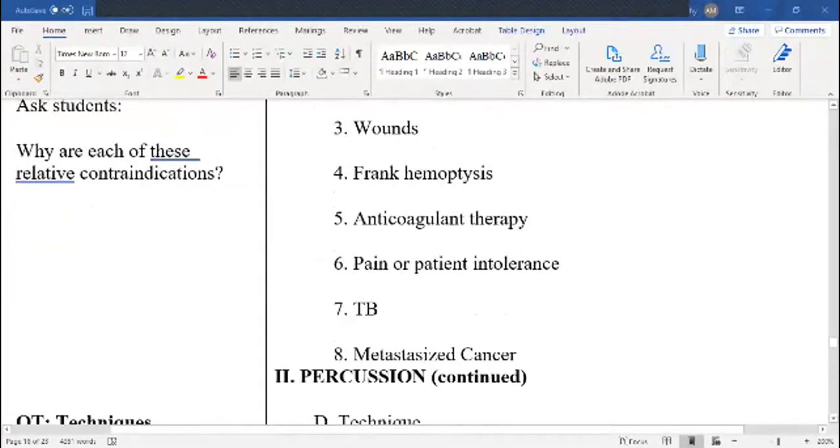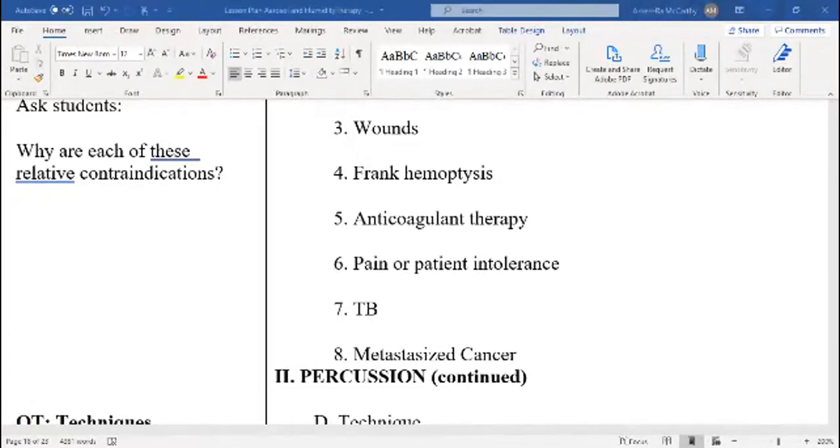Simply pain or intolerance. If somebody just can't take the pain, some other reason they're hurting so bad, they just can't take it, all right? And tuberculosis, TB, you definitely don't want to beat on that because tuberculosis is an airborne disease. All you have to do is breathe that and you got it, okay? If they have TB, they're already in airborne isolation, a negative pressure room, and you have to have the N95 and the gown and all that to go in there. But you don't want to be beating on tuberculosis in the lung and spreading it, making it more and more airborne.